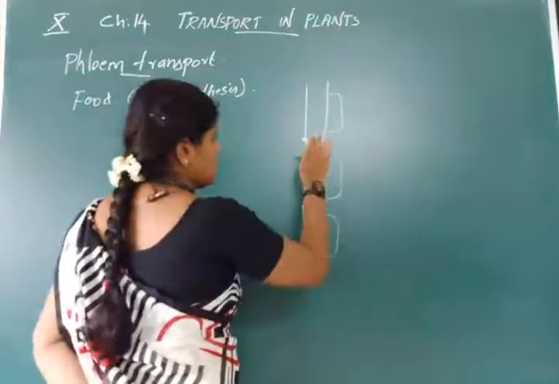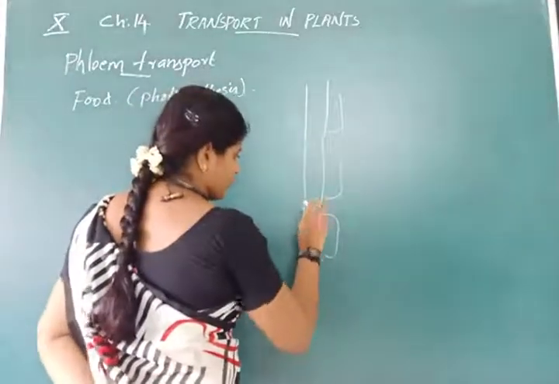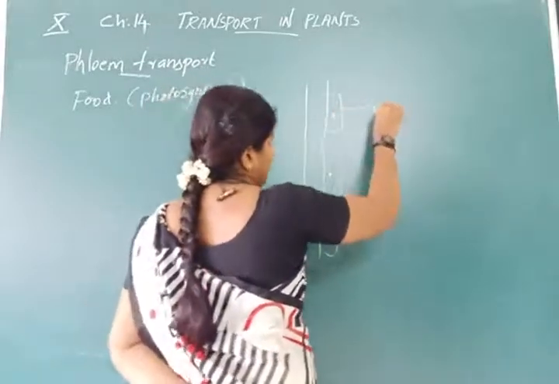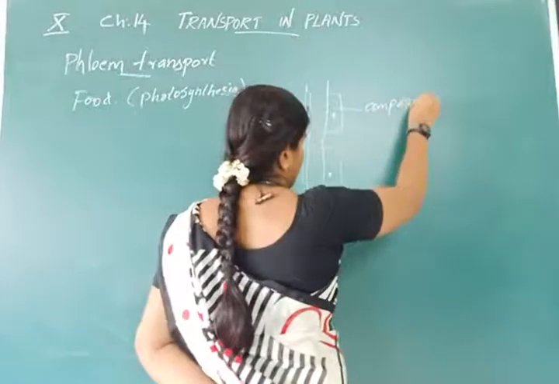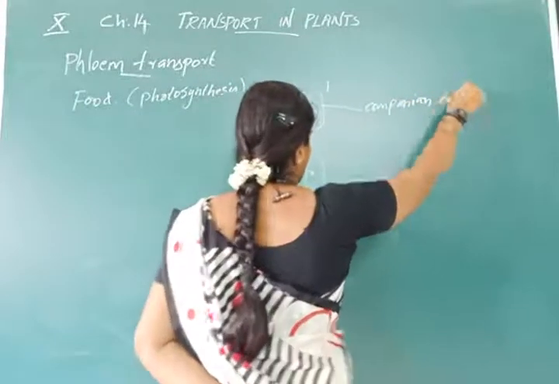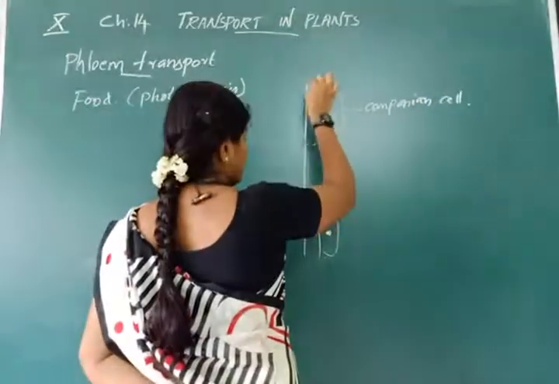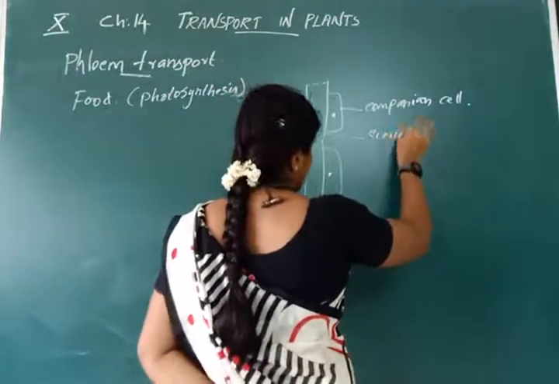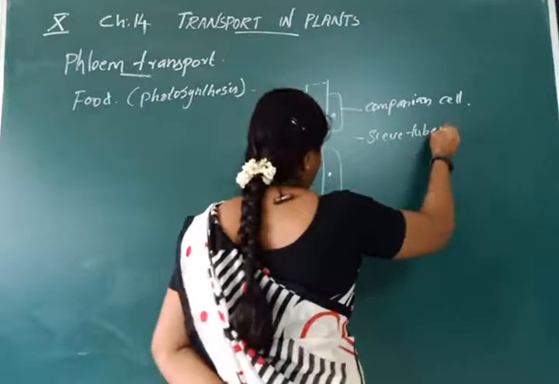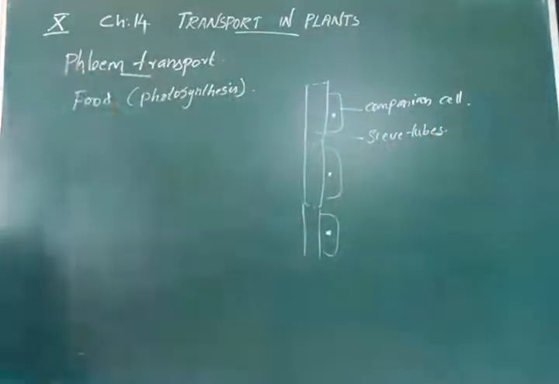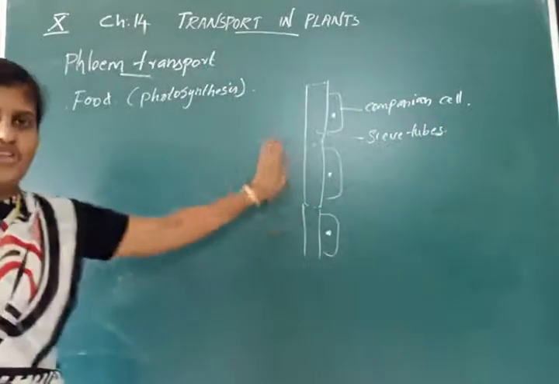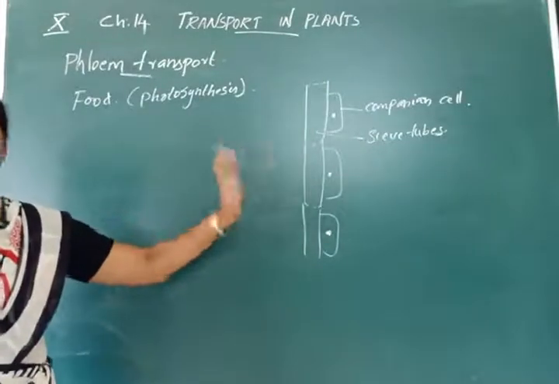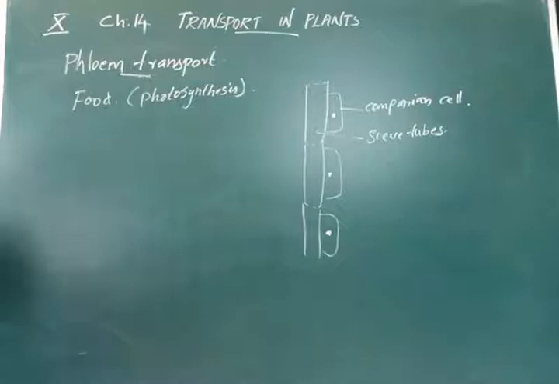This is the structure of phloem. These are companion cells and these are sieve tubes. So this is the structure of phloem tissue. You will study it in detail in your higher classes.